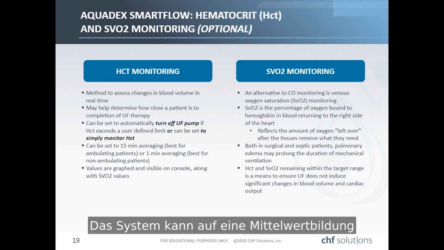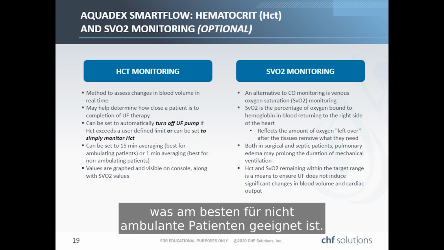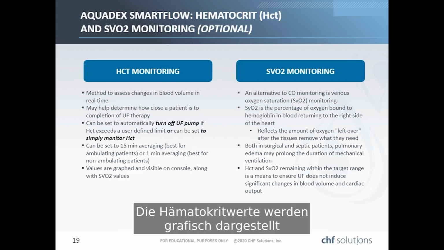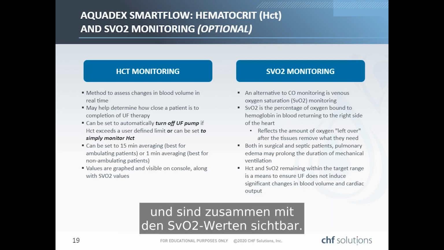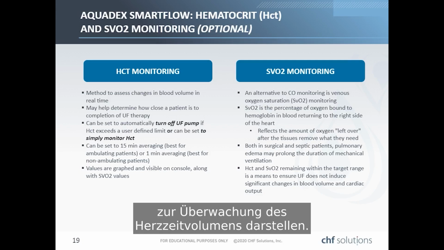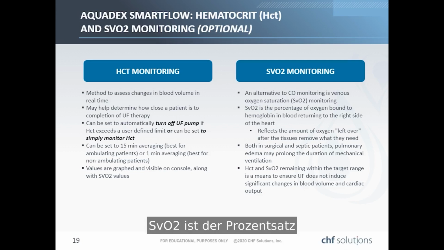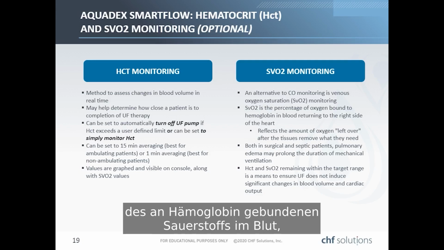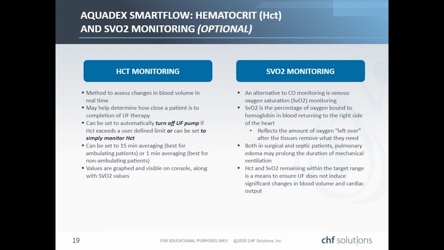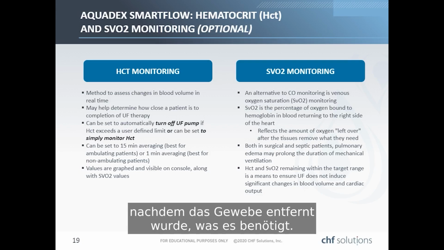The system can be set to 15-minute averaging, which is best for ambulating patients, or 1-minute averaging, which is best for non-ambulating patients. The values of hematocrit are graphed and visible on the console, along with SvO2 values. SvO2 monitoring may present an alternative to cardiac output monitoring. SvO2 is the percentage of oxygen bound to hemoglobin in the blood returning to the right side of the heart. So it reflects the amount of oxygen left over after the tissues remove what they need.